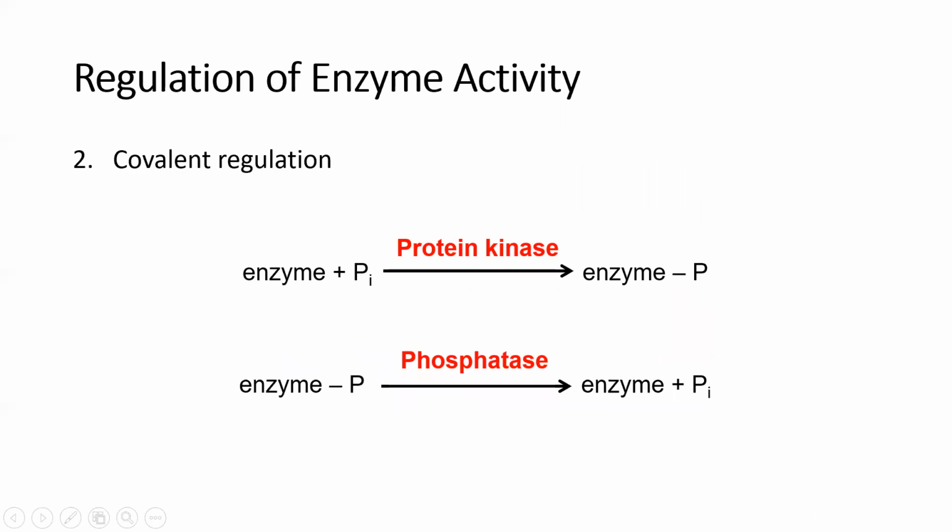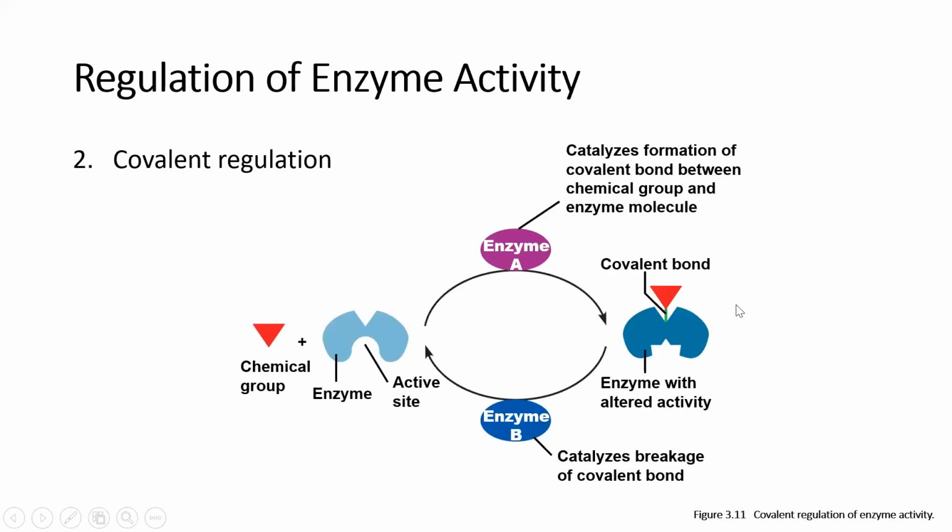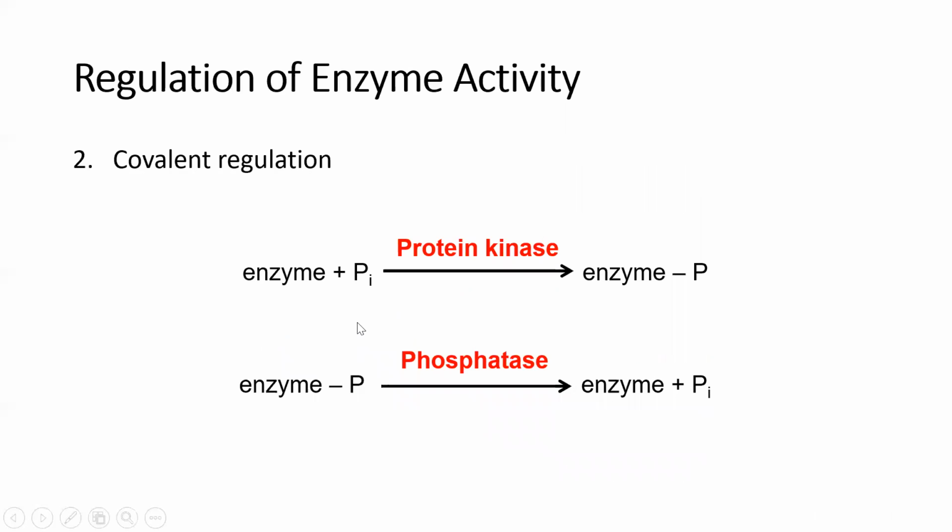And a really good example is this example here. Protein kinase and phosphate as that chemical group. So what we see is that we've got enzyme plus that phosphate. This is the enzyme that we are trying to regulate, so I'll call this enzyme X. Enzyme X plus the phosphate, which is that chemical group bound to it. Remember, protein kinase is our third-party enzyme that is going to add that phosphate to our regulatory enzyme, enzyme X. And then we're going to get this enzyme with that phosphate bound to it.